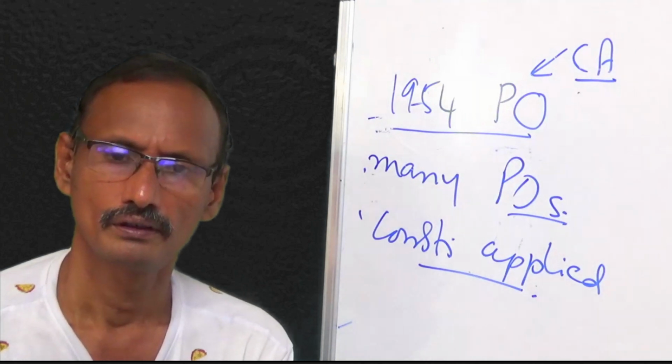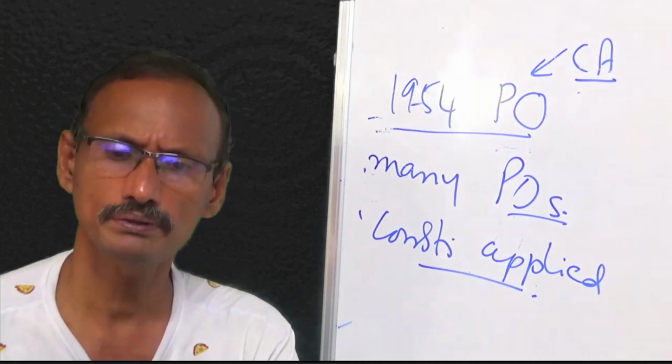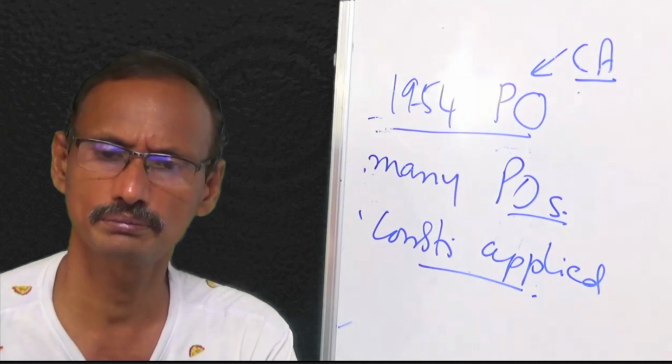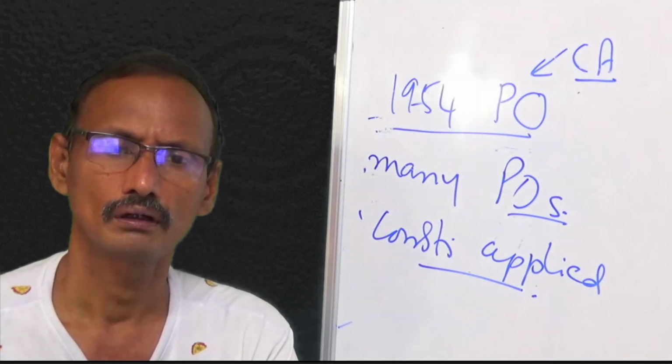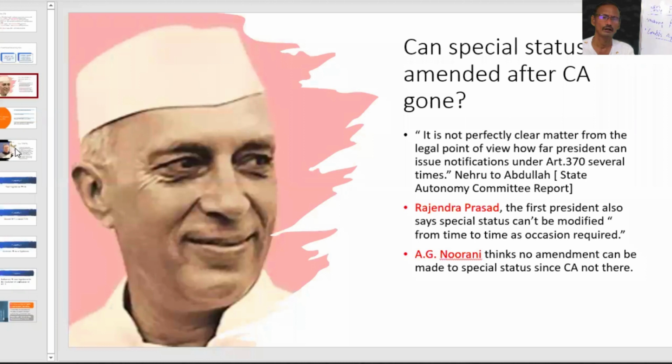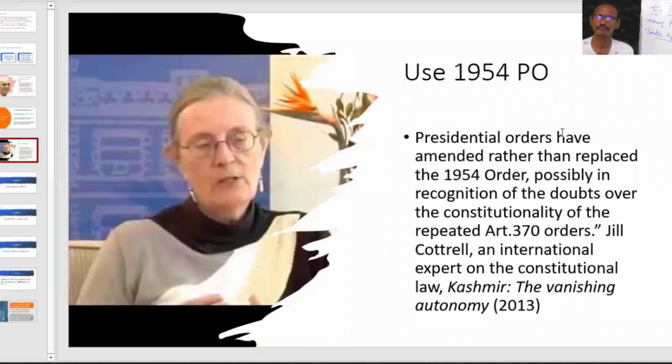Okay. One international expert on constitutional law has this to say: presidential orders have amended rather than replaced the 1954 order, possibly in recognition of the doubts over the constitutionality of the repeated 370 orders. This is Jill Cottrell, an international expert on constitutional law, in her article, Kashmir, the Vanishing Autonomy.